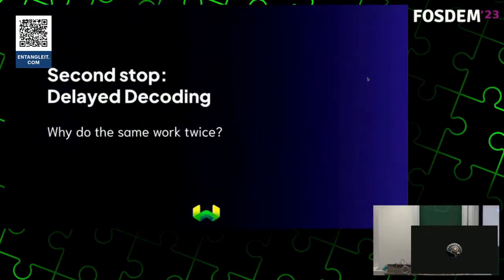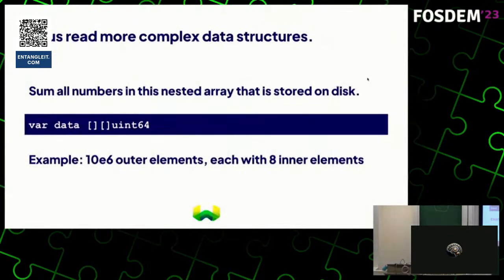Okay, so second step, delayed decoding. This is kind of the idea that we wouldn't want to do the same work twice. We're sticking with our example of serving data from disk, but now, well, the number example was a bit too simple, so let's make it slightly more complex. We have this nested array here, basically a slice of uint64, and that's representative now for a more complex object in your database. Of course, in reality, you'd have string props and that kind of thing, but just to show that there's more going on than a single number.